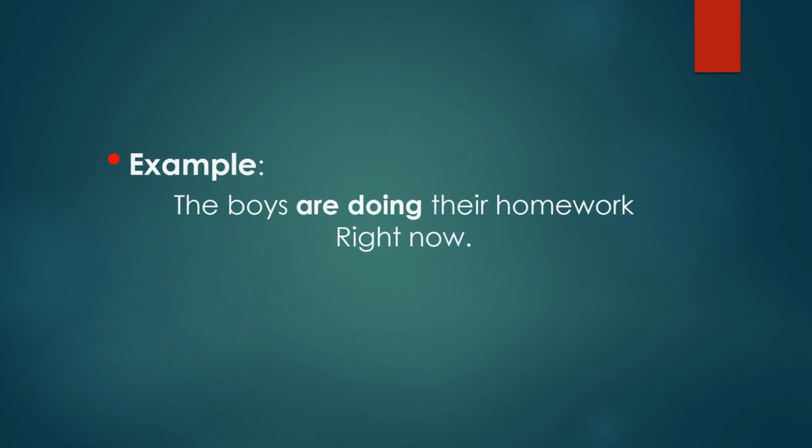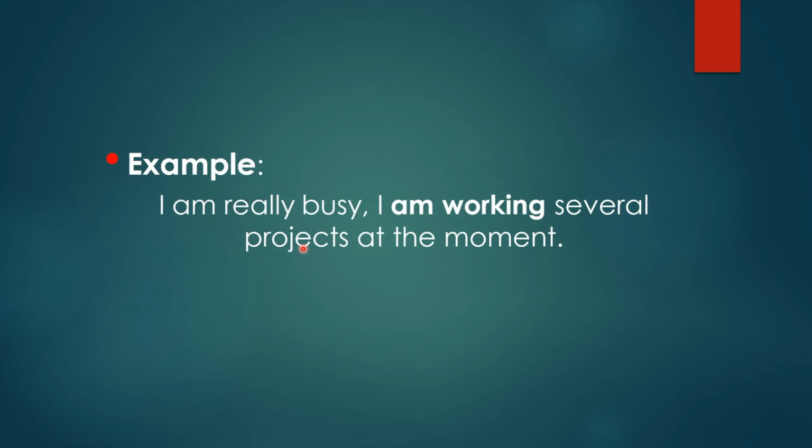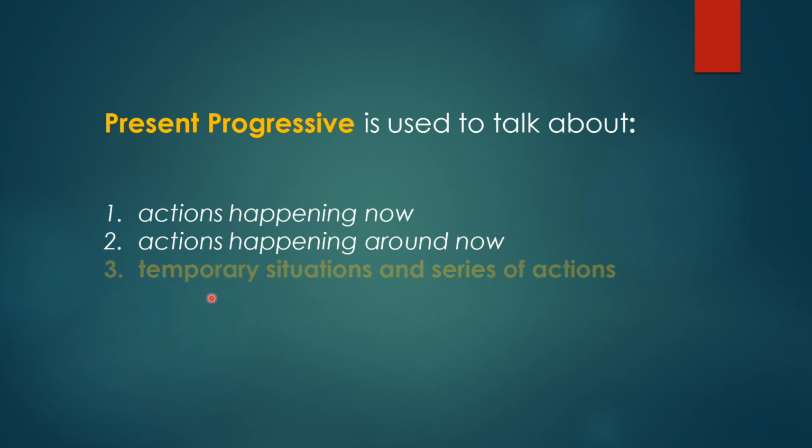1. Actions happening now. The boys are doing their homework right now. Actions happening around now. I'm really busy. I'm working on several projects at the moment. Okay, this action is going on, is progressing right now. However, the person is not doing it exactly at the moment of speaking.